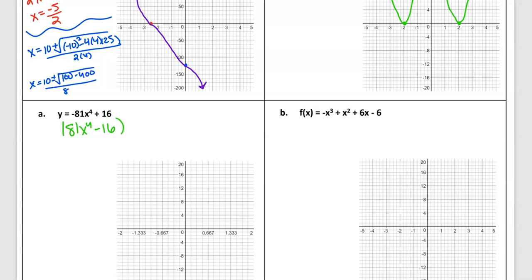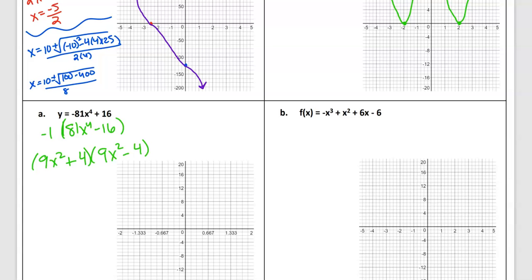Yes. There's still a negative 1 here, but it doesn't give me an x-intercept, right? What is the square root of 81? 9. Square root of x to the 4th? X squared. Square root of 16? 4. Same thing again. Same or different signs? Different, yes. Good.